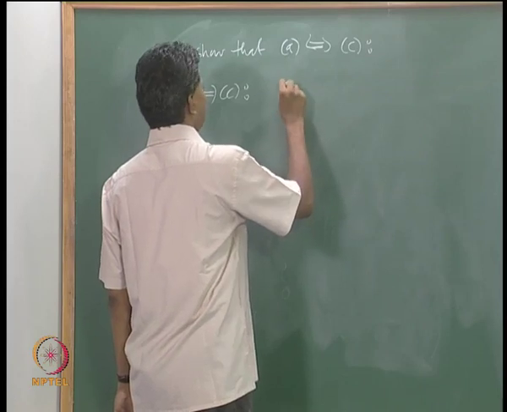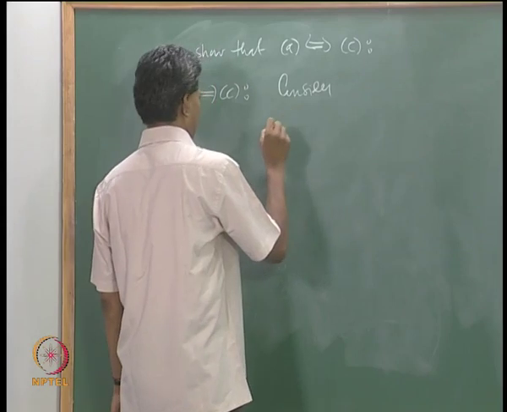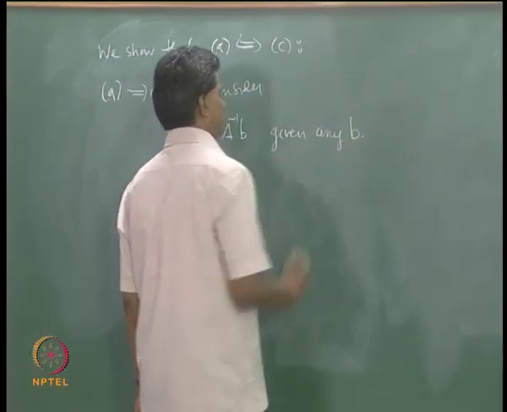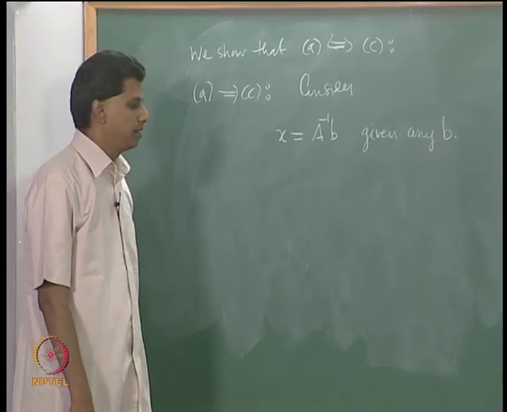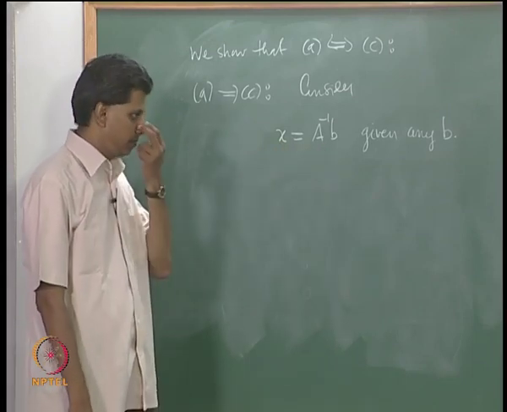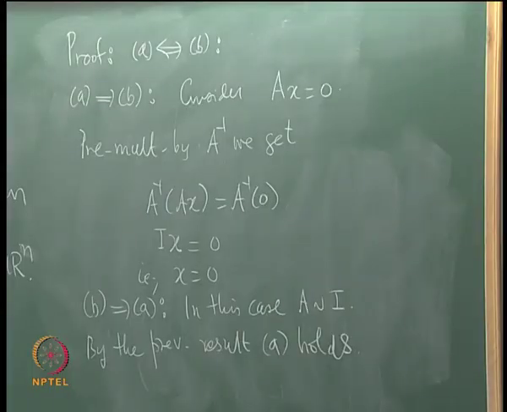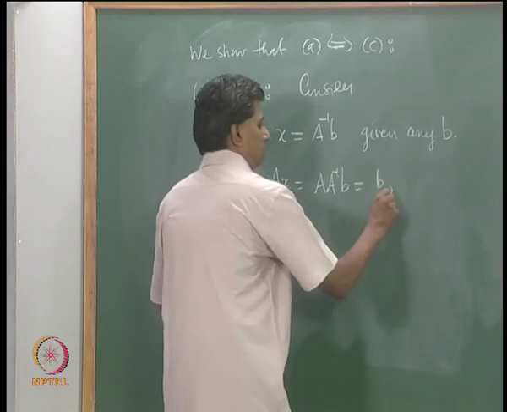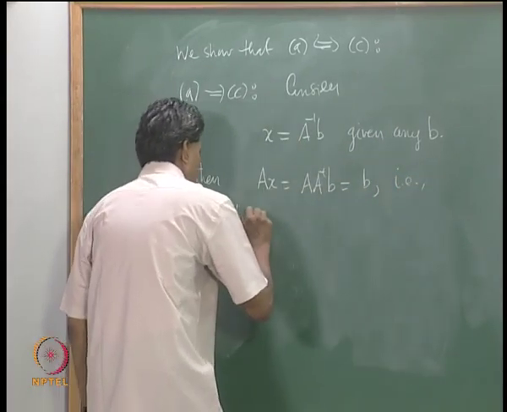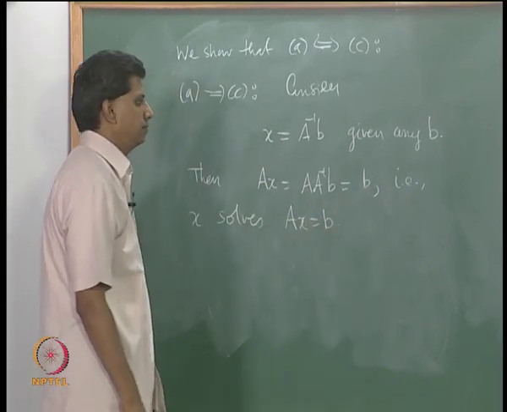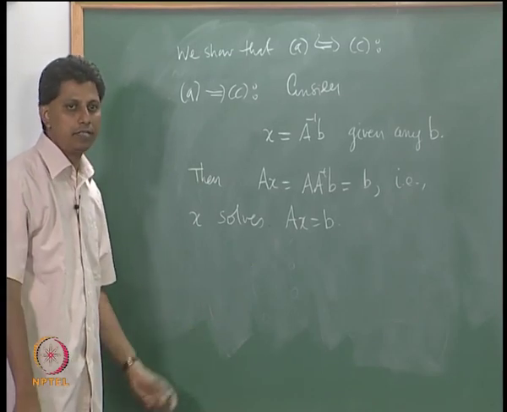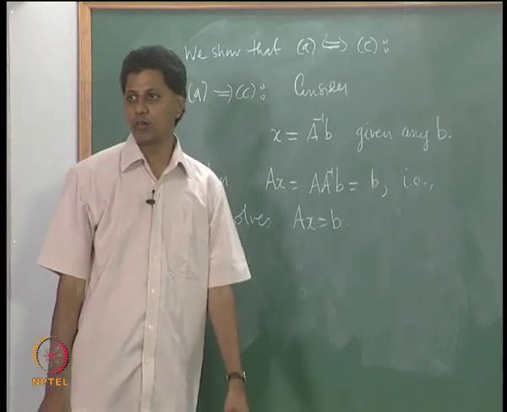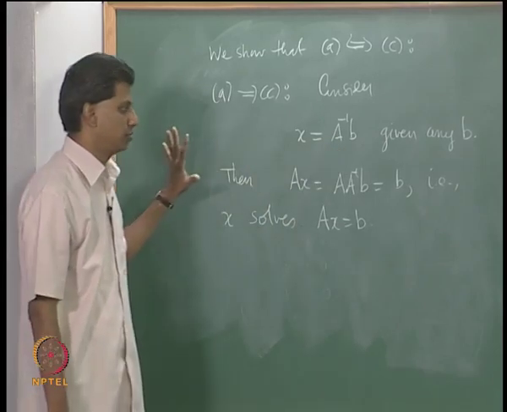Consider X as A inverse B, given any B. I know that A is invertible, that is statement A. I look at the vector X defined as A inverse B. B is a given right hand side vector, then AX is A inverse B is B. That is, X solves AX equal to B. Now this I can do for any right hand side vector B. All that I need to do is pre-multiply the right hand side vector B by the inverse of A, which I know exists because statement A holds. So that is A implies C.